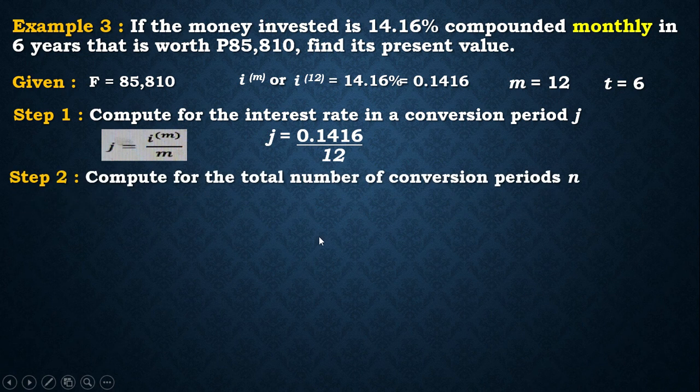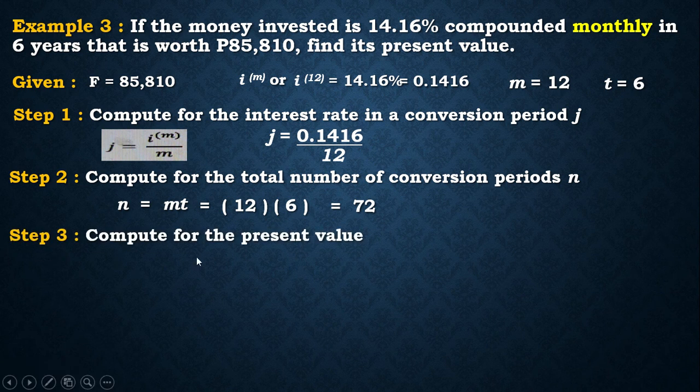Step number 2. Compute for the total number of conversion periods N. So, ang N po natin ay may formula na N is equal to MT, which is the frequency of conversion times the term or time in years. So, that is equal to, pag pinalitan natin yung M, that is equal to 12. Pag pinalitan natin yung T, that is 6. Ito po siya, MT. So, we have to multiply. 12 times 6, that is equal to 72.